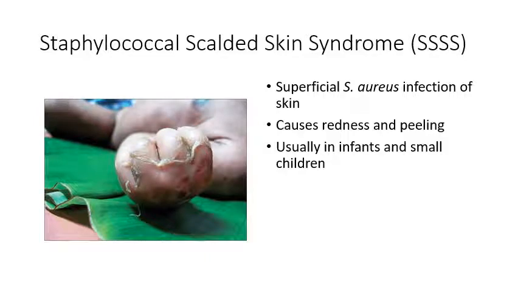All right, moving on to another skin infection here. Staphylococcal scalded skin syndrome, or SSSS. This is a superficial infection of the skin caused by Staph aureus. It's much, much more common in babies and children, and it basically just causes shedding of the top epidermal layers of skin. So we get this redness and kind of peeling skin because of the superficial staph infection.